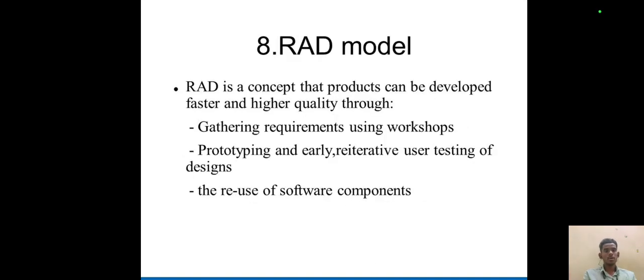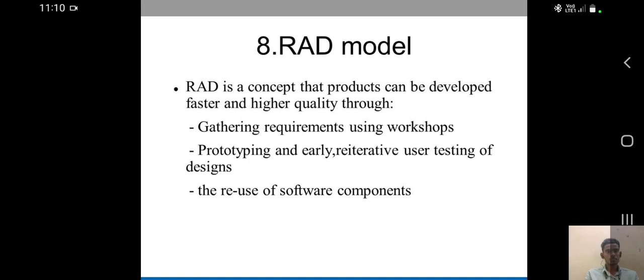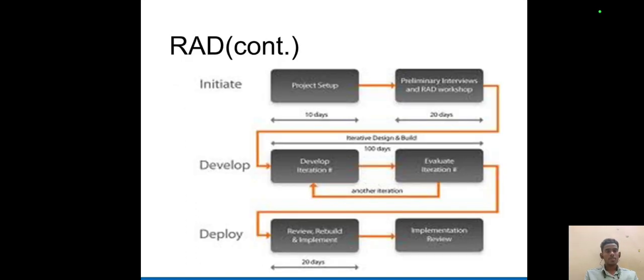And we see the RAD model. RAD model is also known as Rapid Application Development Model. Rapid Application Development Model is a concept that products can be developed faster and with higher quality through gathering requirements using workshops, prototyping and early iterative user testing of designs, and the reuse of software components. RAD model diagram. In this we have the initiate state, develop state and deploy state as shown in the figure.